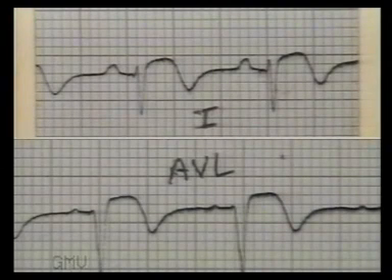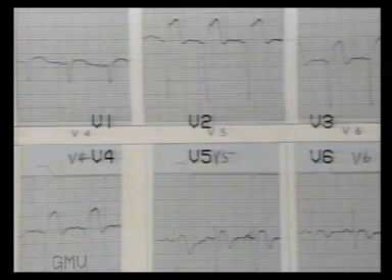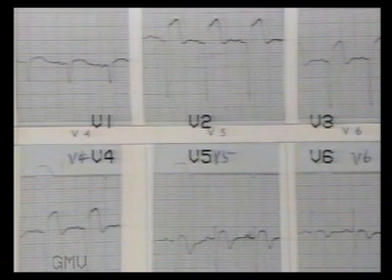In leads 1 and AVL of this ECG, note the ST segment elevation with inverting T wave, indicating a 2 to 3 day old myocardial infarction. The chest leads show ST elevations and T wave inversions in V2 to V6, an extensive anterior wall infarct.